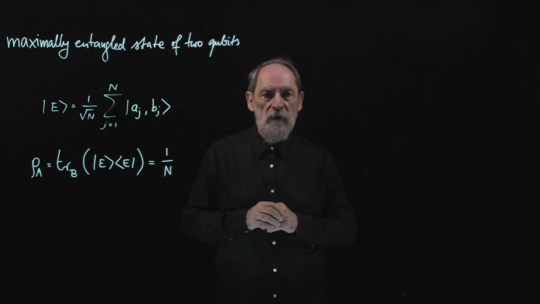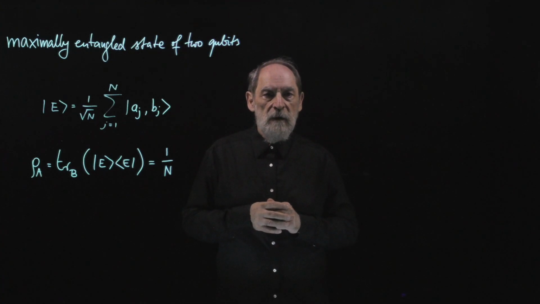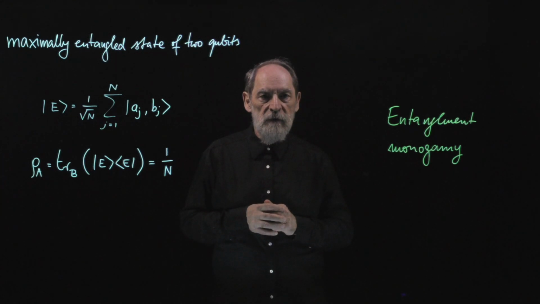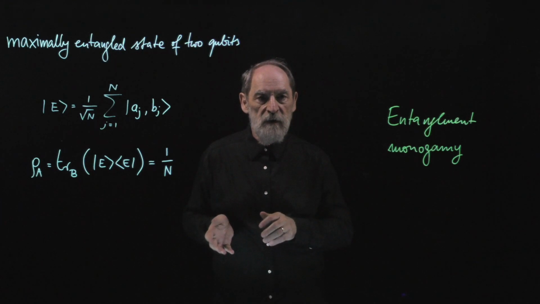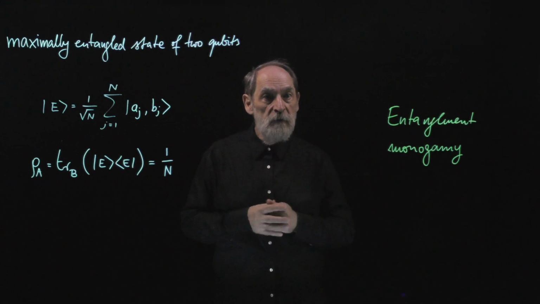In summary, local unitary transformations turn maximally entangled states into maximally entangled states. Further, entanglement monogamy does not permit entanglement between a system in a pure state and any other system. In the next lecture, let's look at indistinguishable particles.